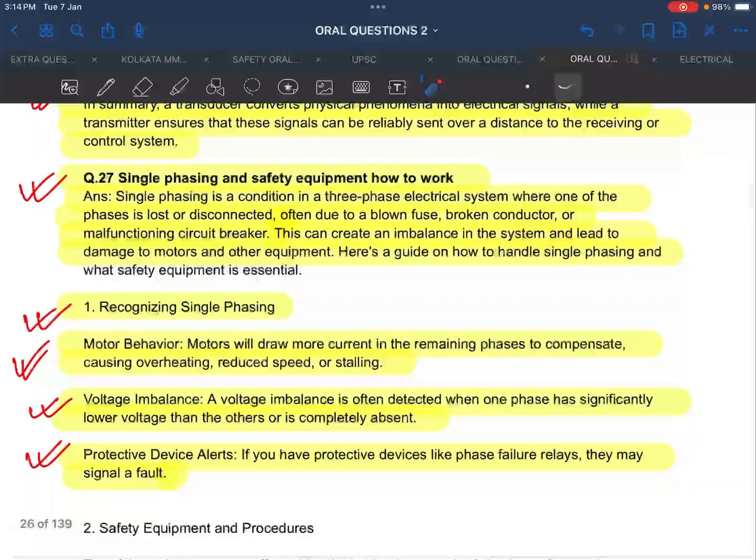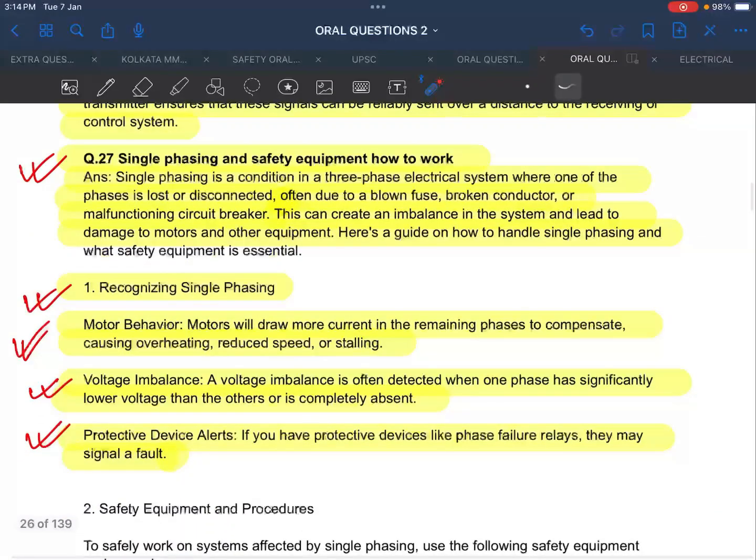The next question is single phasing and safety equipment. Some of the questions are coming maybe after that. That is a big question. If there is a big question, I will discuss it in a separate section, not here, because it needs detailed explanation. Whatever the short questions are, I will cover first, because otherwise the video will be too long and you will not watch.